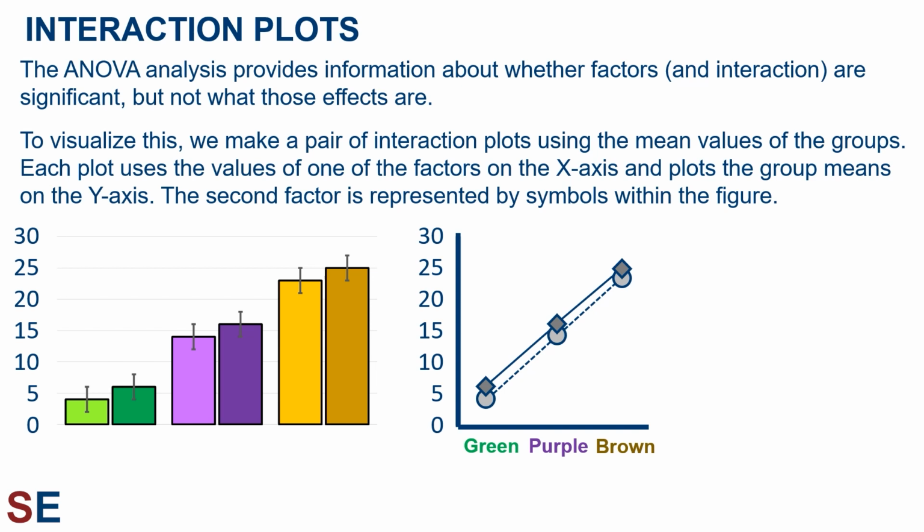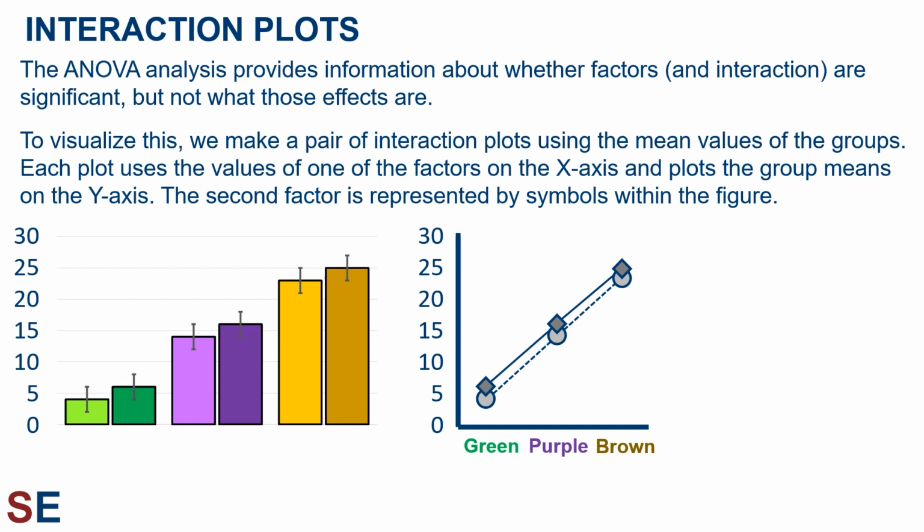The values of 14 and 16 for the 2 purple groups will also be shown with a circle and diamond for the light and dark groups above the x-axis location for purple. Lastly, the values of 23 and 25 for the 2 brown groups would be shown the same way. To help visualize the means for the groups with the same shade factor, we use the same symbol or color and connect their values with lines.